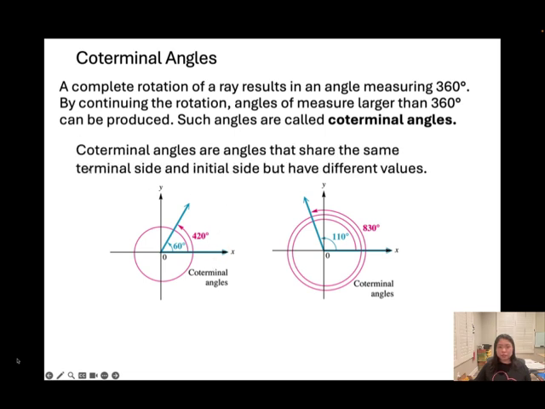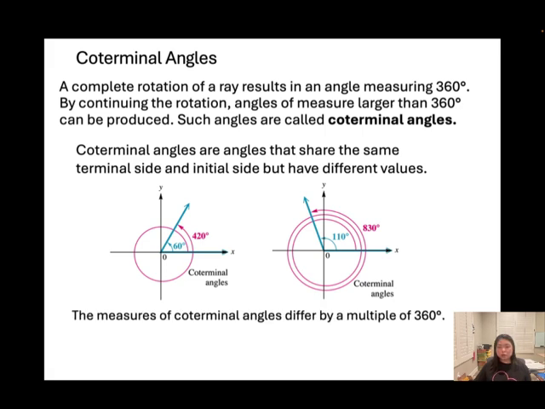Or you could think about it with this definition. Coterminal angles are angles that share the same terminal side and initial side, but have different values. Just like this example, they do share the initial side and the terminal side. Same idea with this one, okay? They share the initial side and the terminal side, but they have different values. So 110 and 830, they are coterminal angles.